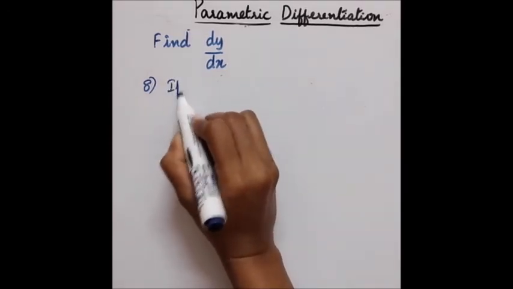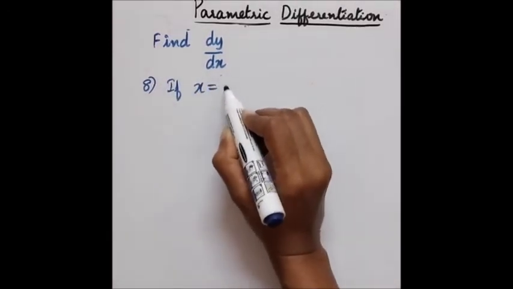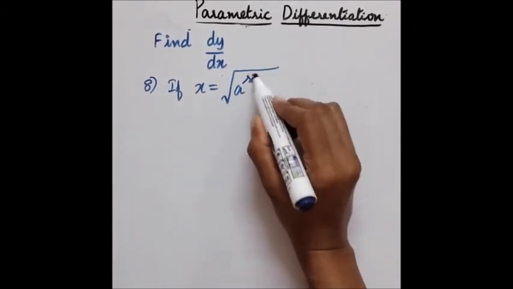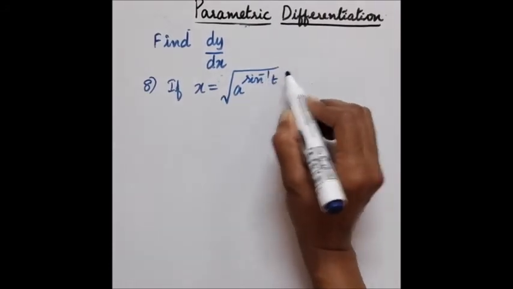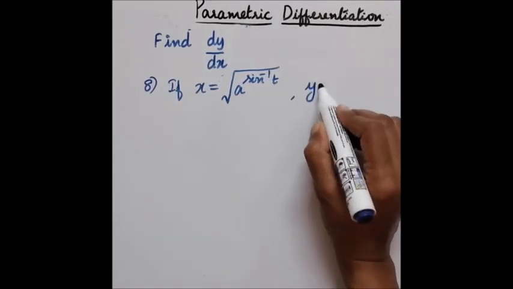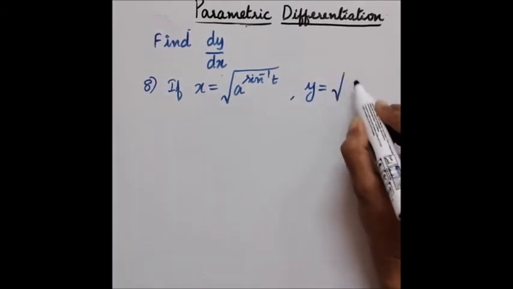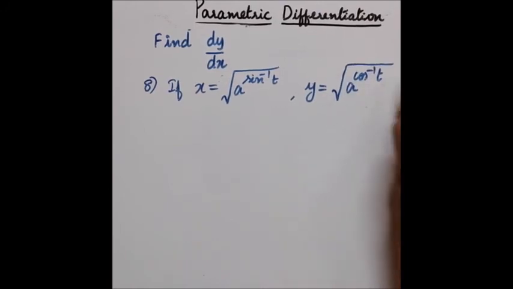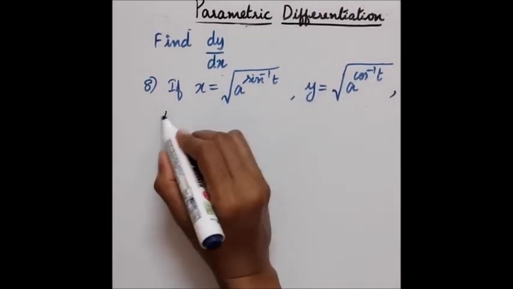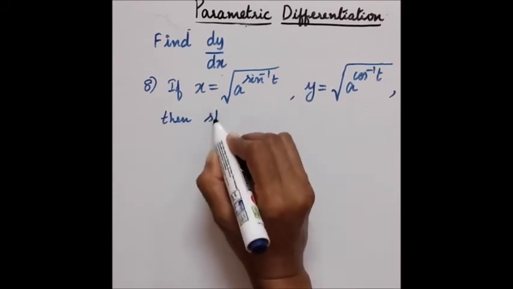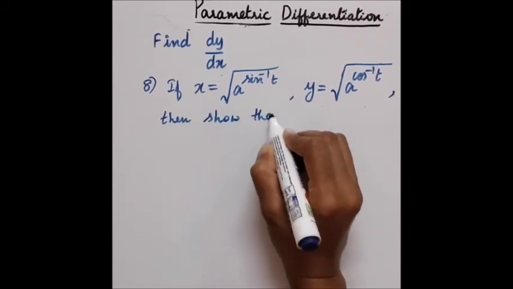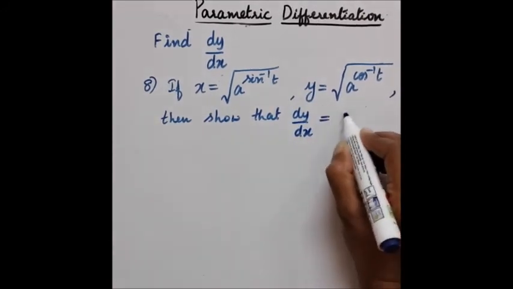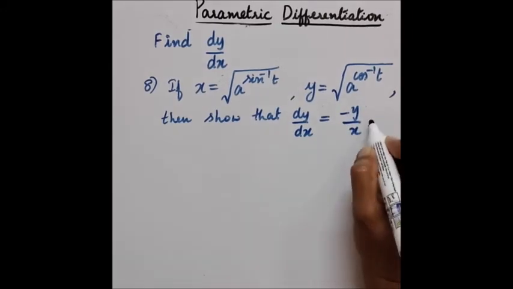It is, if x is equal to square root of a to the power sine inverse t, and y is equal to square root of a to the power cos inverse t, then show that dy by dx is equal to minus y by x.